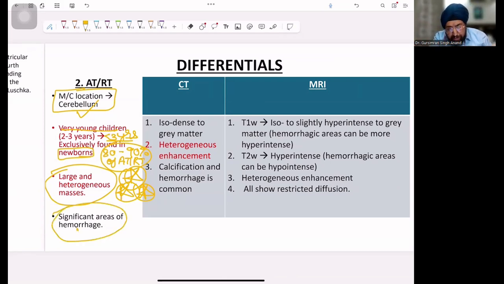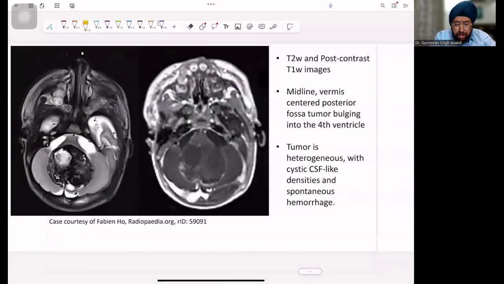Then we have significant areas of hemorrhage also, which is seen in ATRT. Hemorrhage is very uncommon in cases of medulloblastoma. So large heterogeneous masses, newborns, significant areas of hemorrhage. These are the 3 points which you should be remembering about ATRT as a differential to differentiate it from medulloblastoma. So this is one of the cases of ATRT.